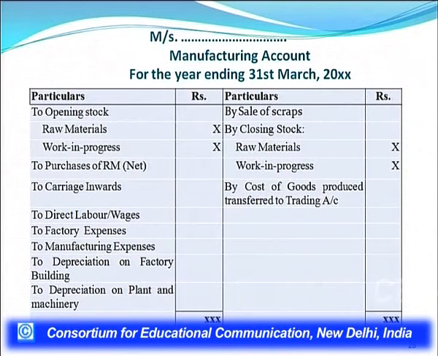The first item is sale of scrap. What is this scrap? Scrap is basically the residue of material left in the manufacturing process. Just for example, in case of timber furniture, there may be some timber pieces left after manufacturing the furniture. So, these are the scrap and these are sold by the firm or the company. So, basically they are reducing the cost of material or cost of goods produced. So, we need to credit it to the manufacturing account.